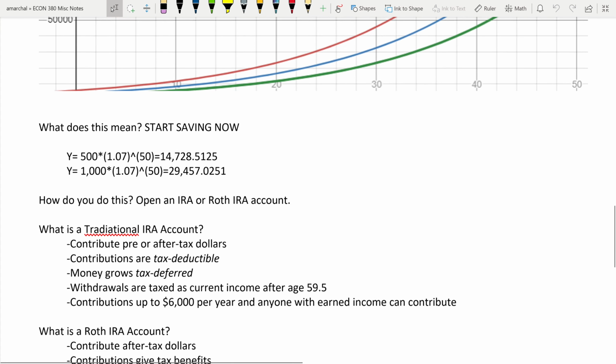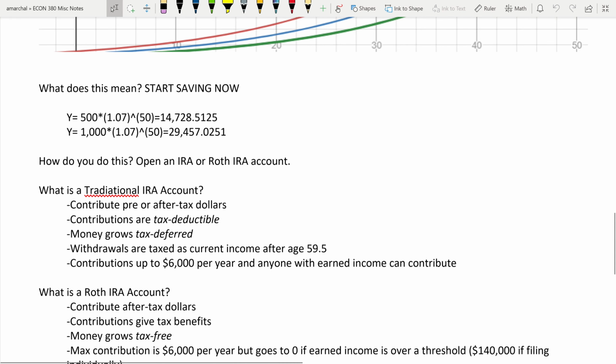What is a traditional IRA account? What you do is you contribute pre or post tax dollars into this IRA account, and then any contributions are first tax deductible, and then your money grows in the account tax deferred. So that means that you would only pay taxes on your IRA earnings once you start taking out your money from the account after you get to age 60.